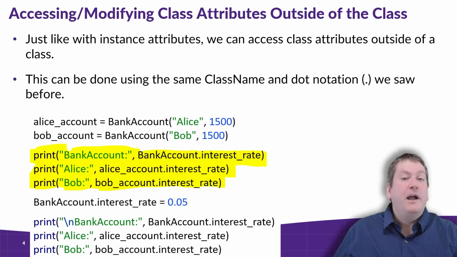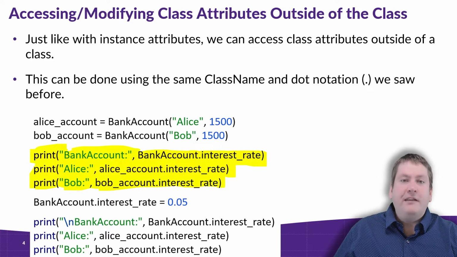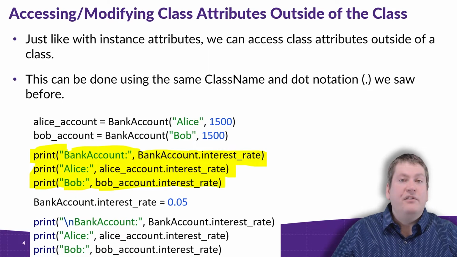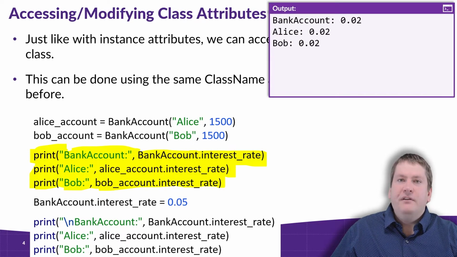What it does is Python first checks, are there any instance attributes named interest rate? In this case, there isn't, so it falls back onto looking up the class attributes. In this case, there is a class attribute named interest rate, so it falls back on that and returns that value. What this looks like is this.